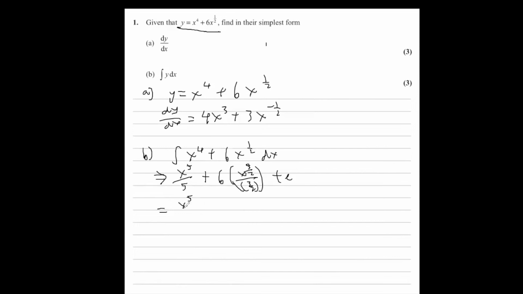The answer would be x to the power of 5 divided by 5 plus 2 times 6 would be 12. 12 divided by 3 would be 4. So 4 times x to the power of 3 over 2 plus c. That would be the answer.